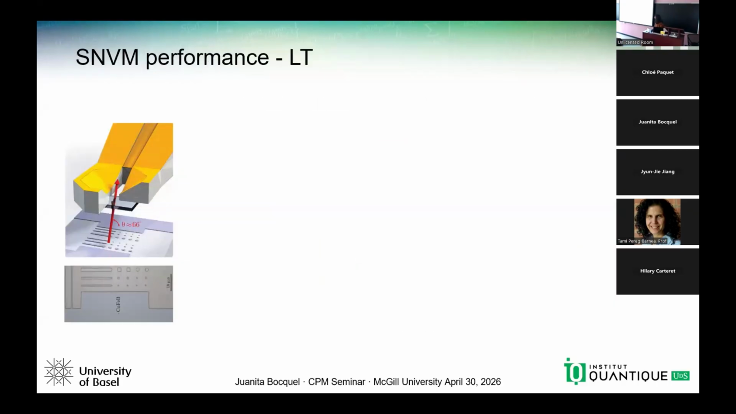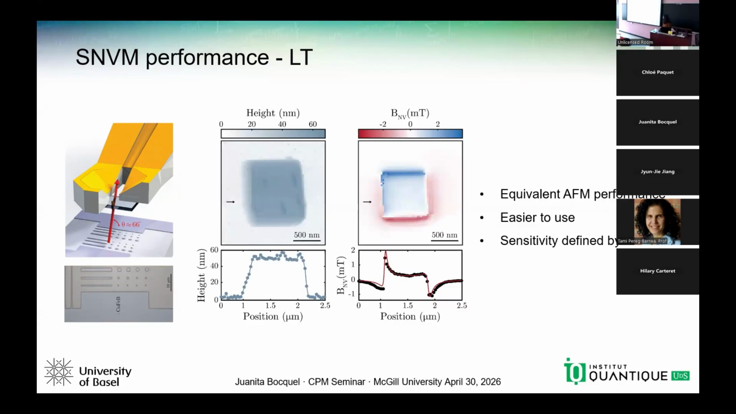So here you have a view of the structure and the sample we looked at to test the performance of this probe. This is a cobalt and boron ferromagnetic alloy. What we check first is the AFM performance of these probes, and we can see it's very equivalent to the capillary version. And this was not a given because we are putting on the tuning fork something that is quite heavy, and that could influence the modes of this tuning fork.